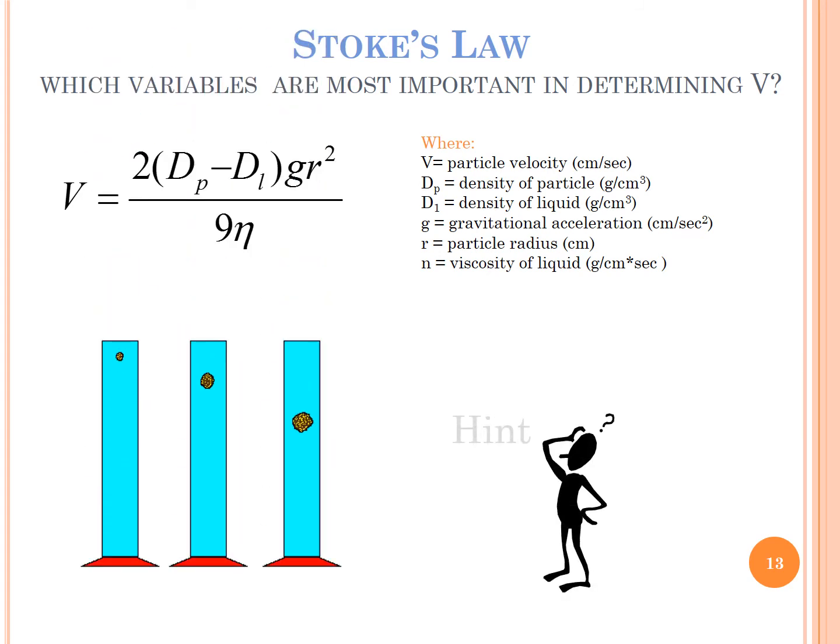And ultimately, I will ask you what Stokes' law actually tells us. And what it tells us is that the larger the particle, the faster it falls. So if I were to say, describe to me the purpose of Stokes' law, you would say, the larger the particle, the faster it falls.